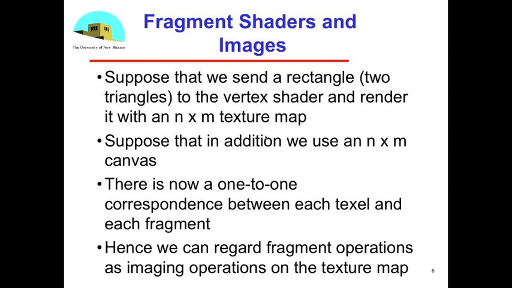And suppose we do the following. Suppose all I'm going to do is send a rectangle to the vertex shader. Okay, that's two triangles, but think of it as a rectangle. And I render it now with an n by m texture map that I've defined as a texture object and put into texture memory. Now, suppose that, just to make this all work out very simply, the canvas that I start with also has the same resolution. It's an n by m canvas.